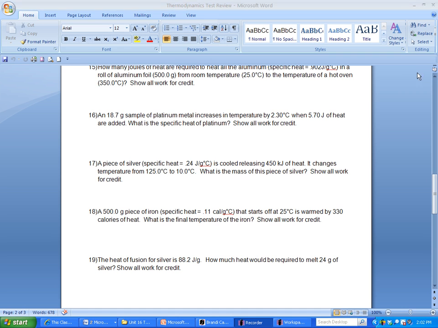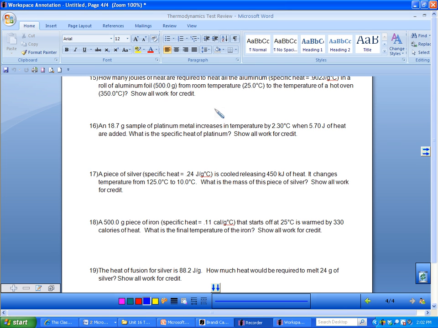So now here are some problems. You need to be able to show the work. So I'm going to heat aluminum that's contained in a roll of aluminum foil, and I want to take it from 25 to 350. So Q is equal to MC delta T. My mass is 500 grams, 4 significant digits. Specific heat capacity of the aluminum is 0.902 joules per gram degree Celsius. And my temperature change is 350 minus 25.